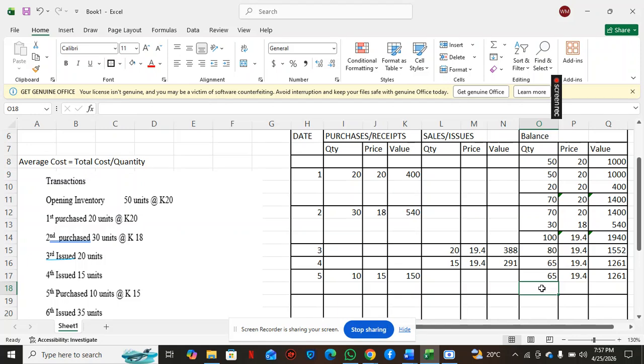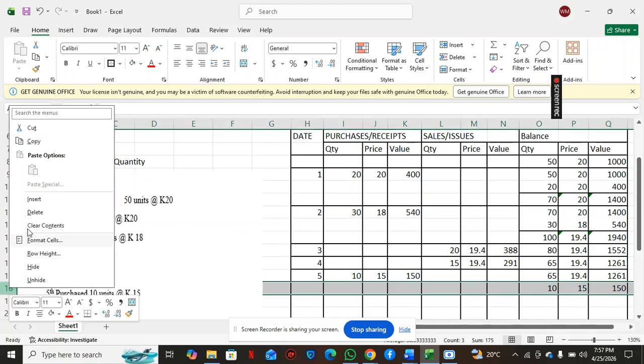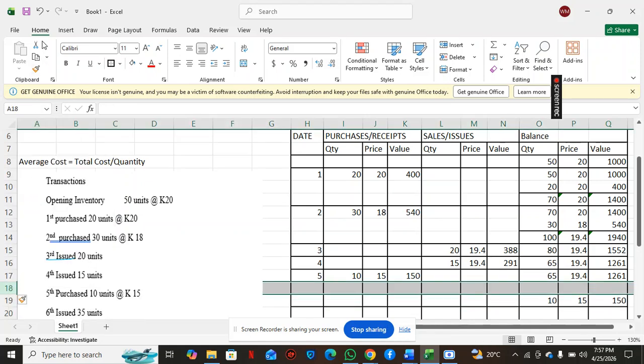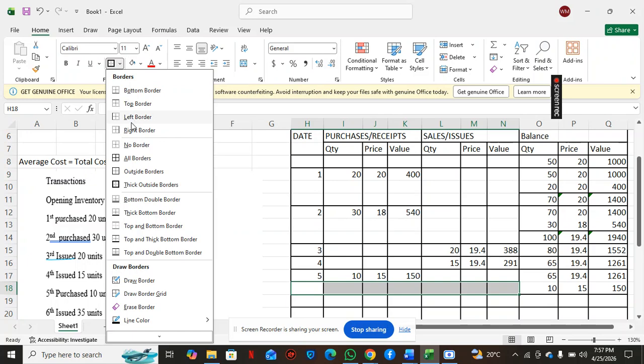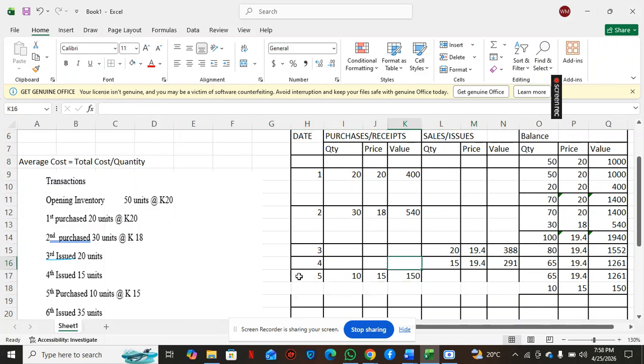10 units valued at 15 kwacha. Total value of these goods 150 kwacha. So now we want to find out what is the cost of this remaining inventory. I mean, what's the average cost? So this is what we're going to do.